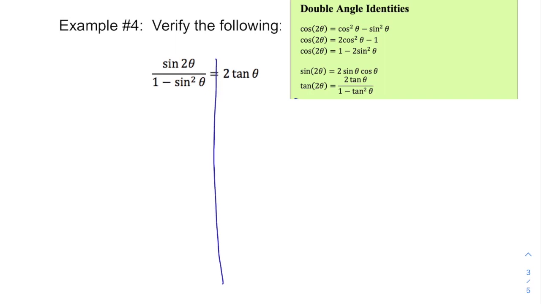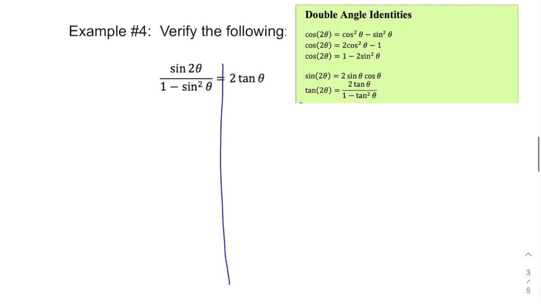So my goal is to make it look like the right-hand side, 2 tan theta. Currently, I have sine 2 theta over 1 minus cosine squared theta. So 2 theta and theta are different angles. They act differently. If one of them is 10 degrees, the other one is 20 degrees. They don't have the same trig ratio. So for example, sine 2 theta is not going to cancel with sine theta to be 2. They're going to be different. So I'm going to start with this. I want to get rid of this 2 theta if I can. And I know sine 2 theta is equal to 2 sine theta cosine theta.